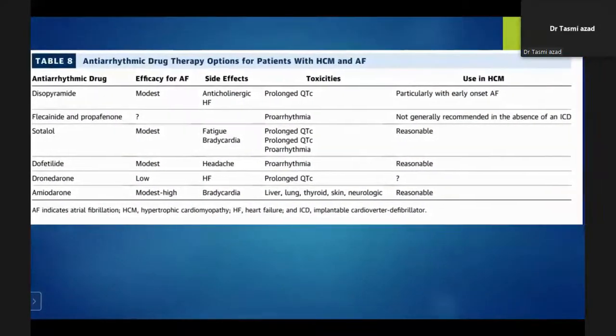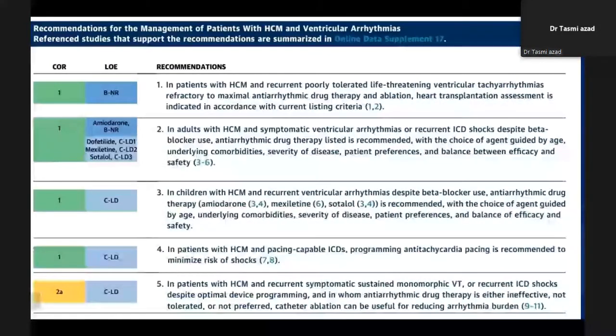Disopyramide, particularly with early onset atrial fibrillation. So this is a slide which shows the recommendation for management of patients with HCM with ventricular arrhythmia.